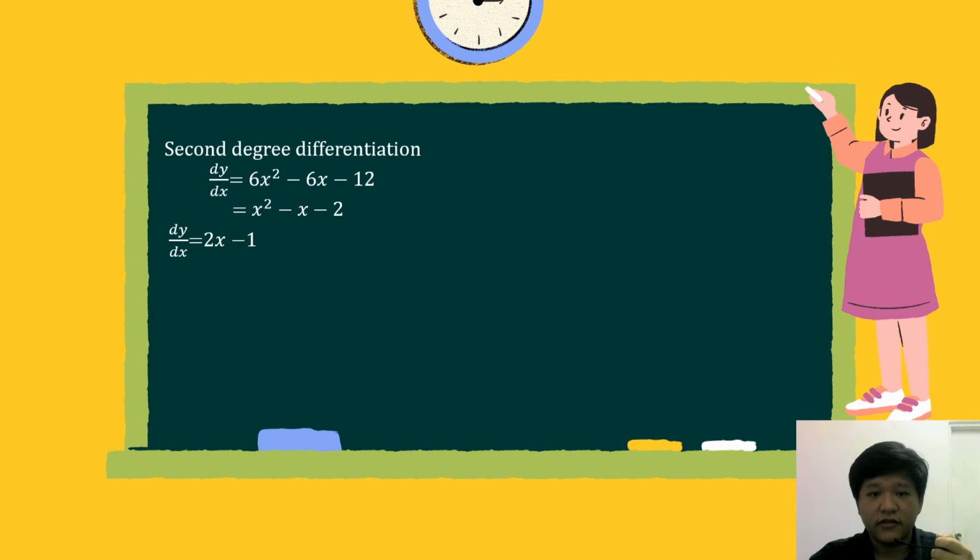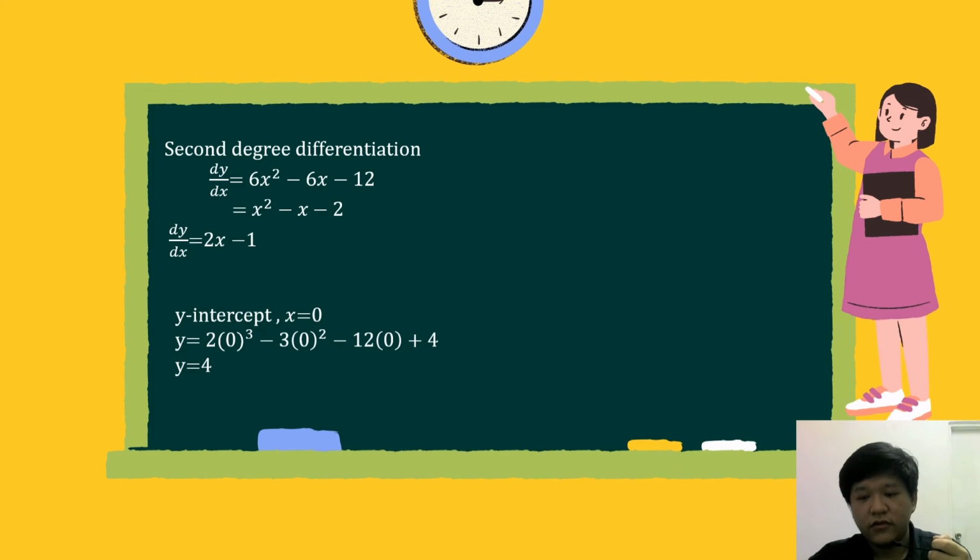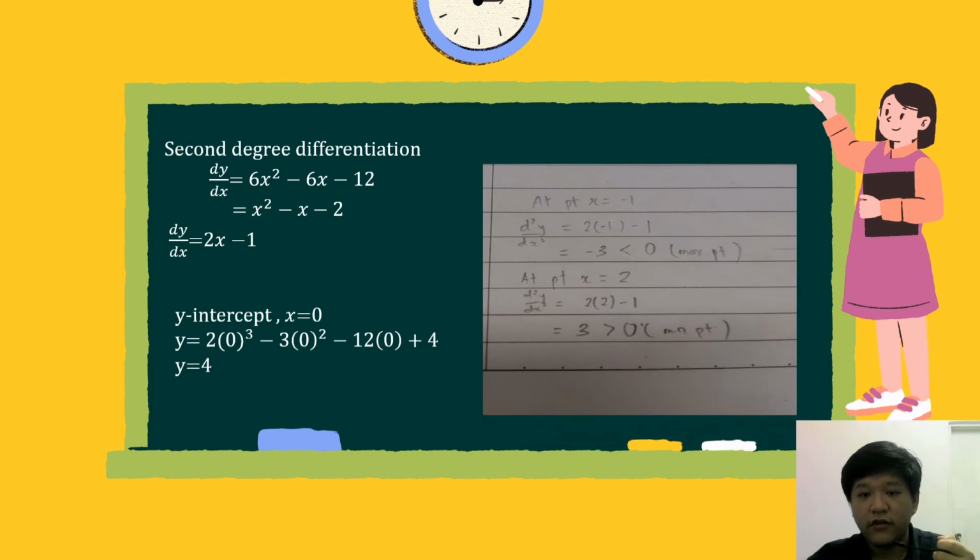So next is the second derivative, where we differentiate again, and we get d2y/dx squared equals 12x minus 6. For the y-intercept, which is x equals 0, we substitute all the x with 0, so we get 4. So at the y-intercept, x equals 0, y is 4.